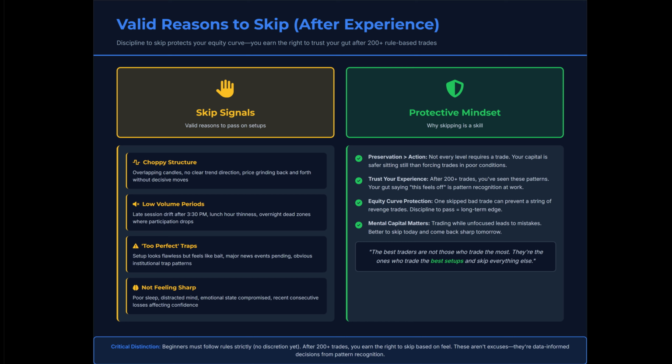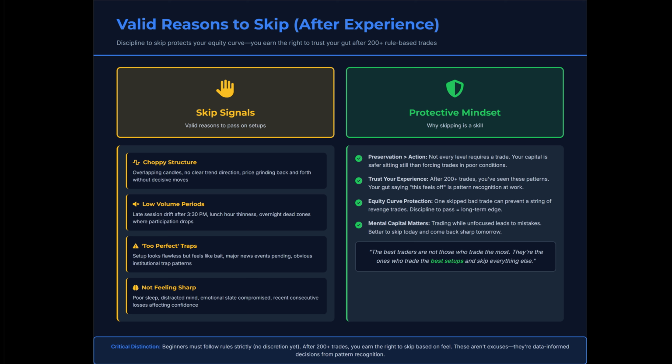You sit down to trade and you notice your decision-making is slower. You're second-guessing your setup classification. You're hesitating on entries you'd normally take with confidence. Or worse, you're impulsive, entering trades too quickly without full confirmation because you're chasing to recover yesterday's losses.